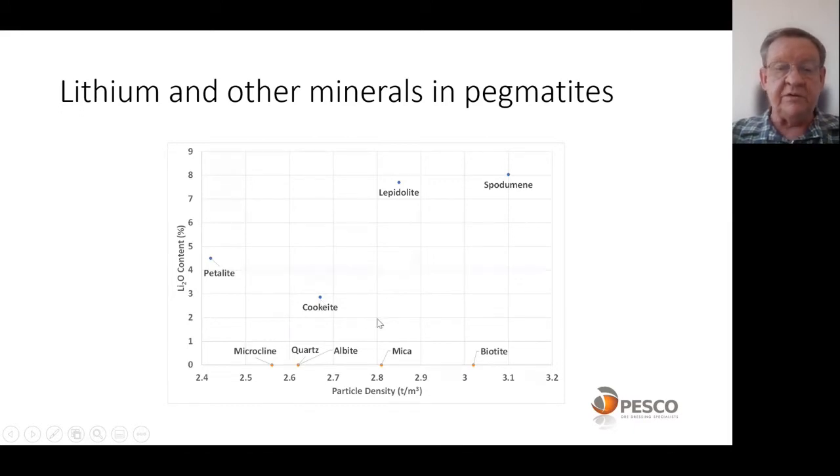The gangue minerals going from high to low are biotite with a density just over 3, micas with a density of just over 2.8, quartz and albite at 2.65, and microcline at 2.5.